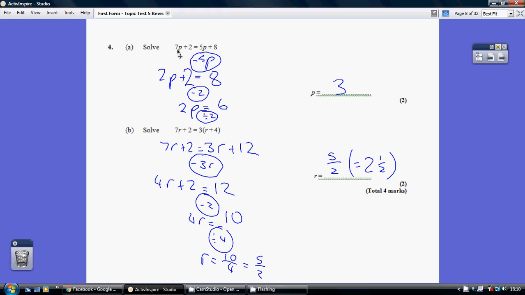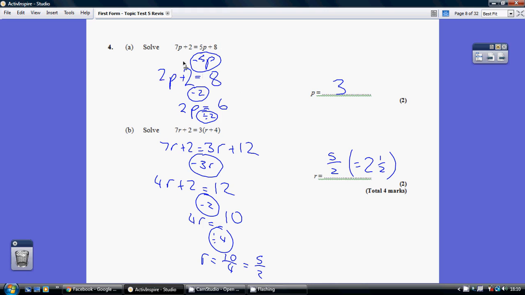So on our left, 7P take away 5P is 2P. And the 2, the normal number, remains unchanged for now. And on the right hand side, 5P take away 5P is nothing, so we're just left with the plus 8 on the right. So at this point we've got 2P plus 2 equals 8.